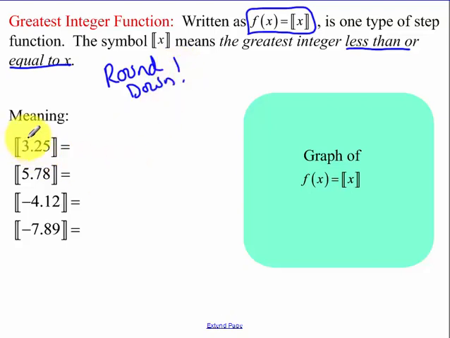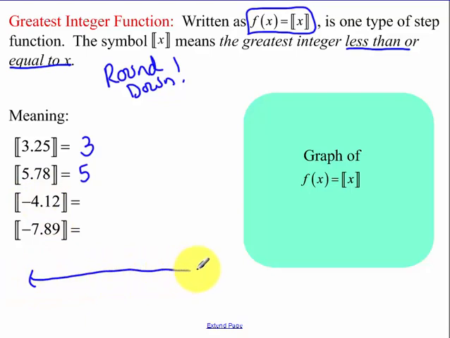Okay, so 3.25. What's the greatest integer less than or equal to 3.25? Well, that's 3. Greatest integer less than or equal to 5, that's 5. Or 5.78 would round down to 5. So even though normally we'd round that up to 6 if we were going to an integer, it's less than or equal to.